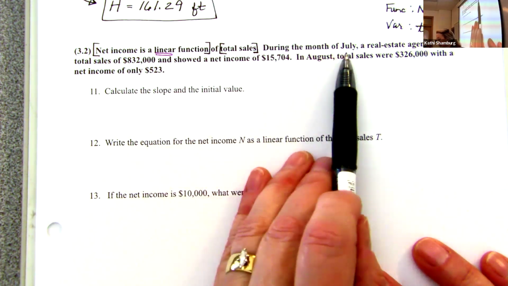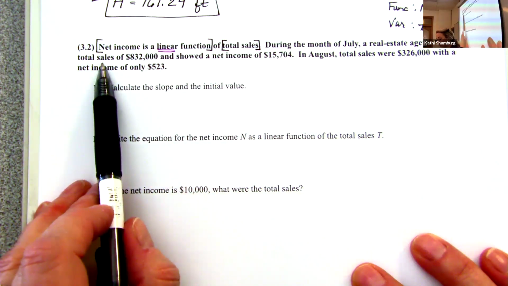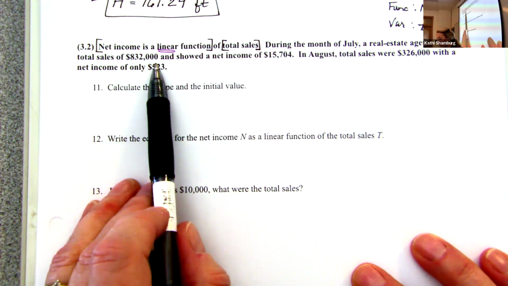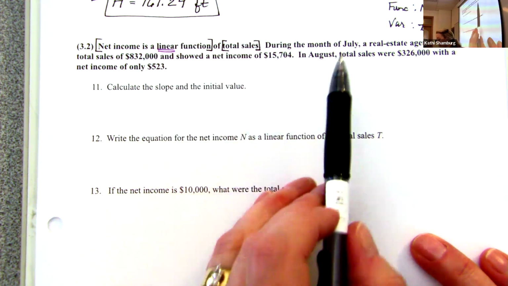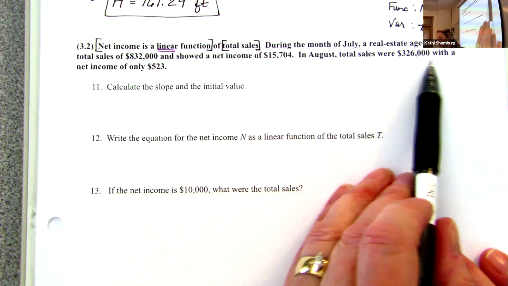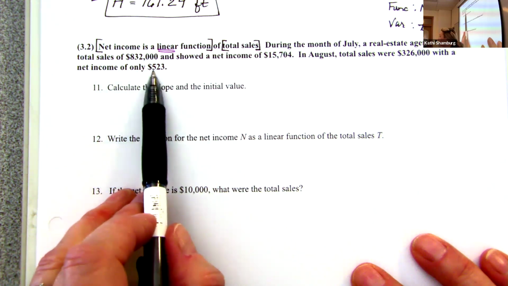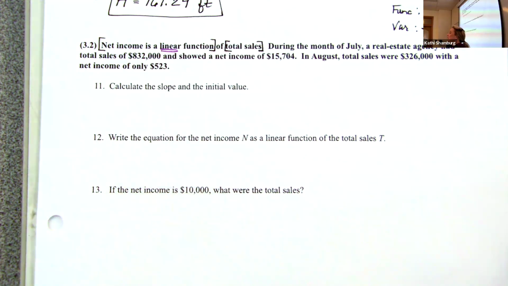Okay, during the month of July, a real estate agency had total sales of $832,000 and showed a net income of $15,704. In August, total sales were $326,000 with a net income of only $523. Okay, so notice they are not giving us an equation. What are they giving us?